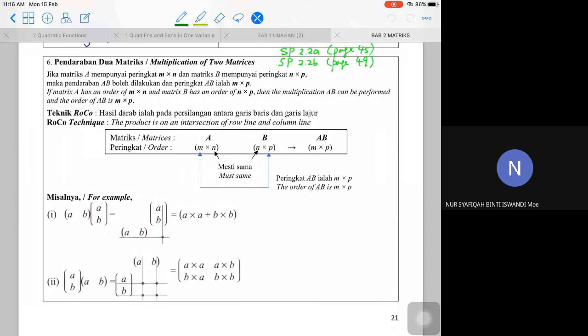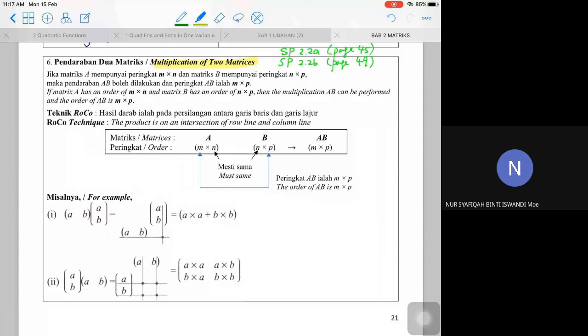This is different from the previous. We have learned the multiplication by the scalar, which means that we only need to multiply the number outside the matrix, outside the bracket, with every element inside the matrix. So that's done, right? But today we will continue with another very important subtopic, multiplication of two matrices. If you look at the notes here, it's page 21.